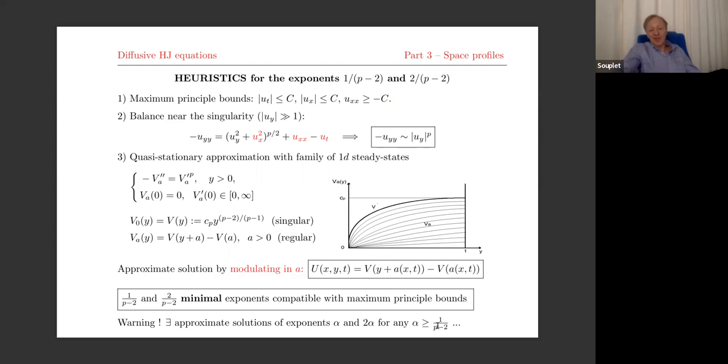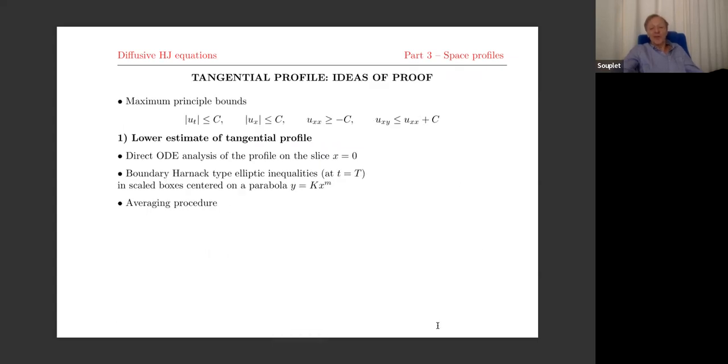So in that case, it's not enough for proof. It just suggests that there might be also more singular profiles. Now, the rigorous proof, again, is based on this maximum principle bounds plus this also shear derivative bound.